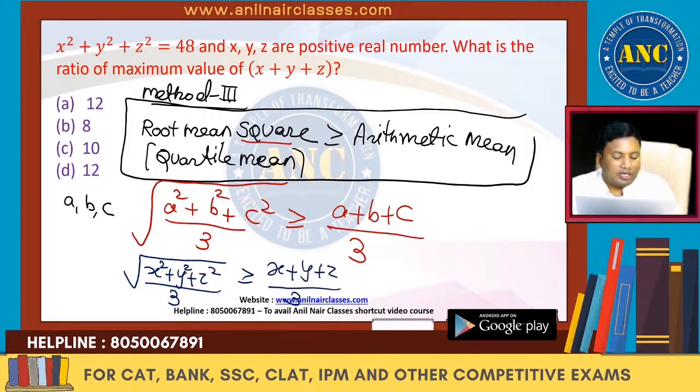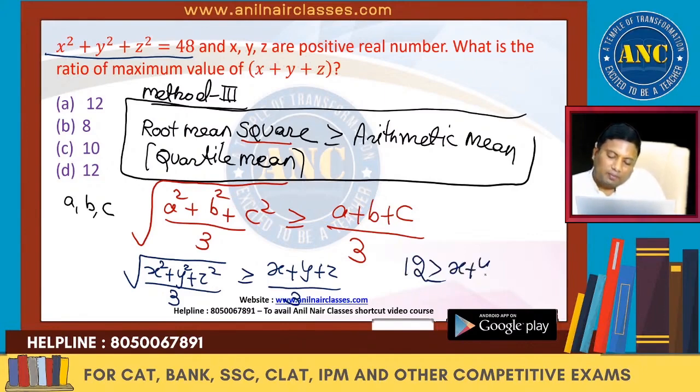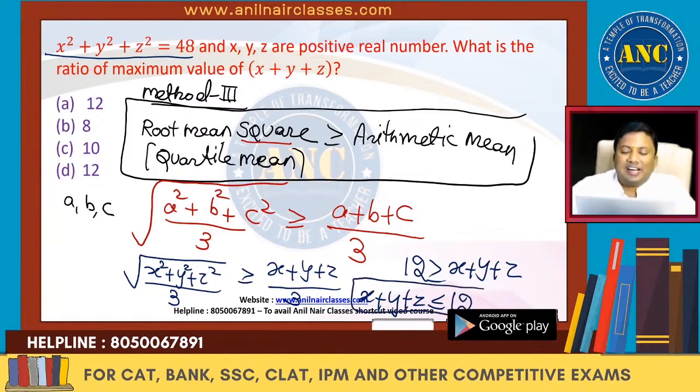Here x square plus y square plus z square is 48. 48 by 3 is 16. Root 16 is 4. So 12 is greater than or equivalent to x plus y plus z. So x plus y plus z is less than or equivalent to 12. So what will be the maximum value? 12. I hope these three concepts are clear.